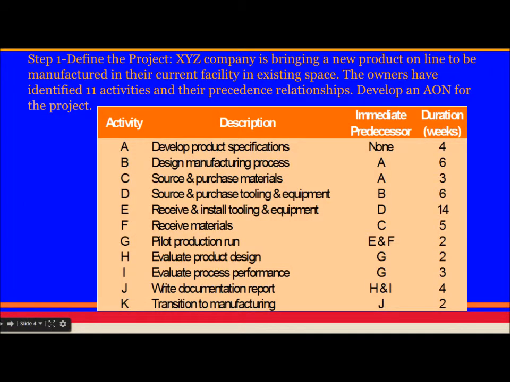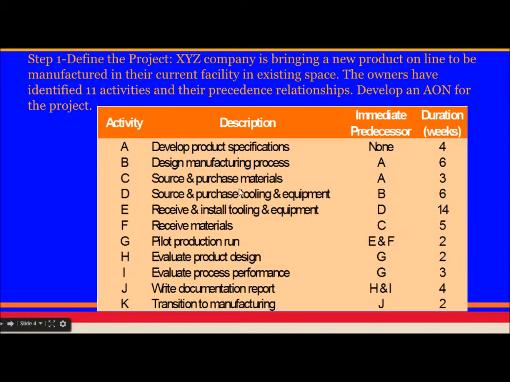Let's do an example to understand how critical path method works. So first of all, we should define a project. XYZ company is bringing a new product online to be manufactured in their current facility in existing space. The owners have identified 11 activities and their precedence relationships. Develop an activity on node diagram for the project. So these are the activities, these are the descriptions of activities, these are the immediate predecessors, and this is the duration.